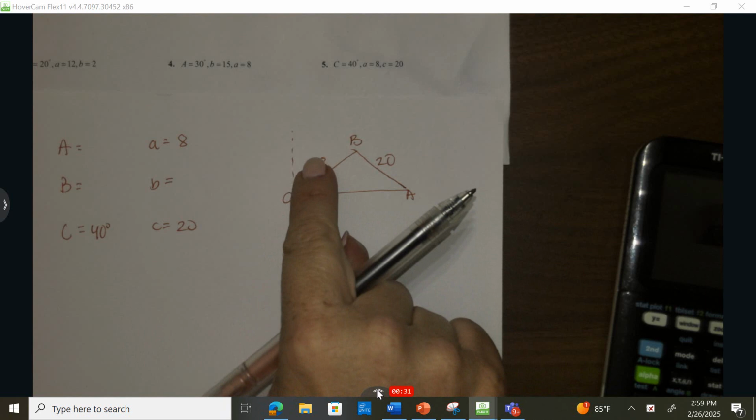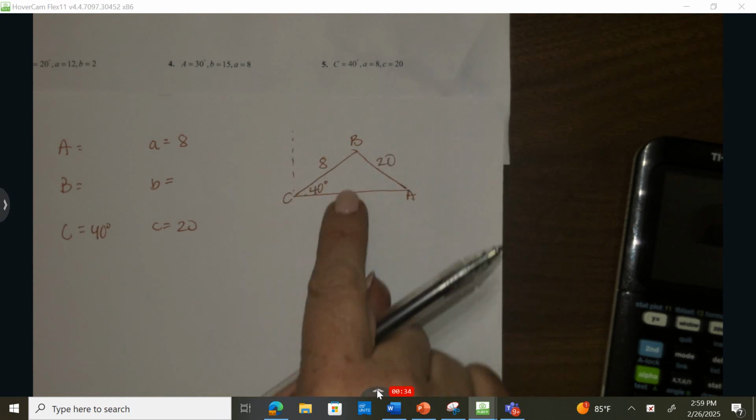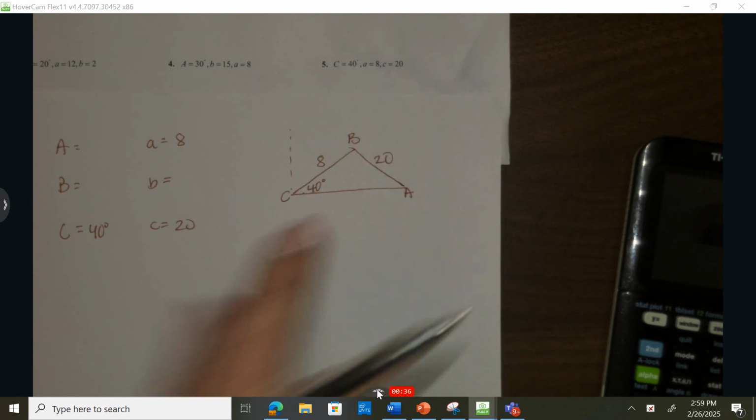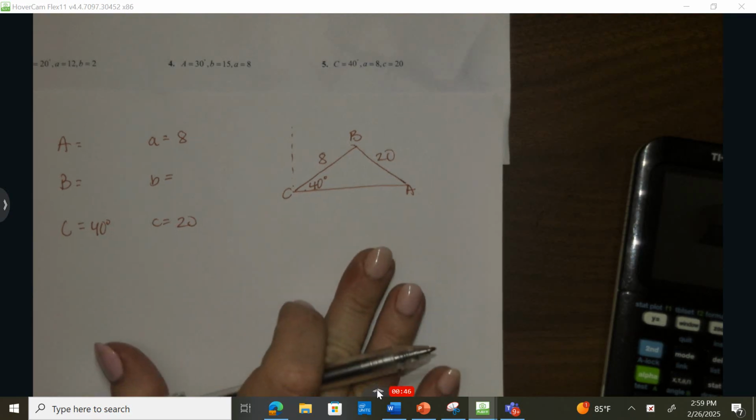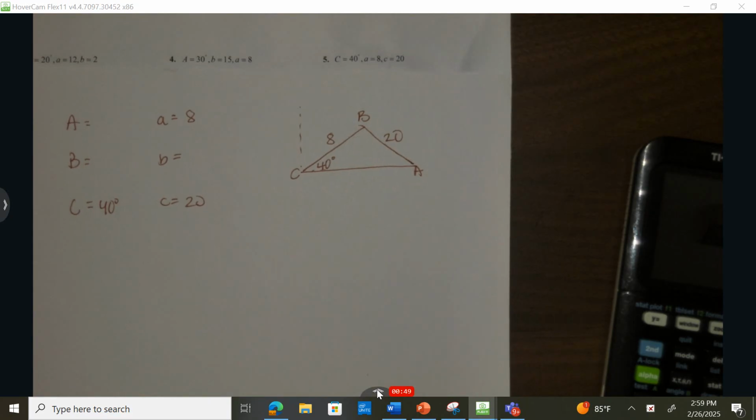Okay, going around in a clockwise position, I have a side and an angle. Remember, whenever we have SSA, side, angle, we always have the possibility of having no triangle, or if a triangle exists, there could be one or even potentially two. So let's get started here. Let's figure out what angle A is.